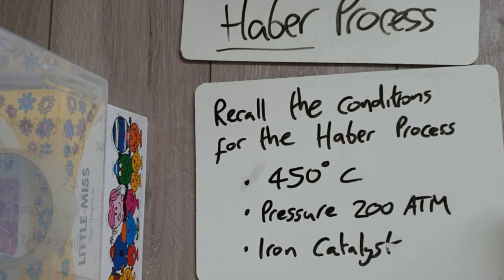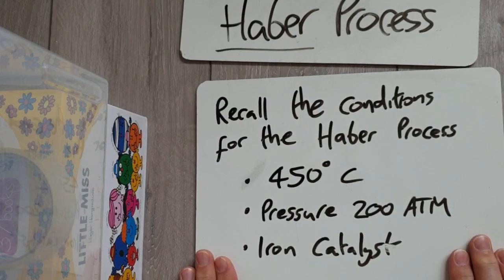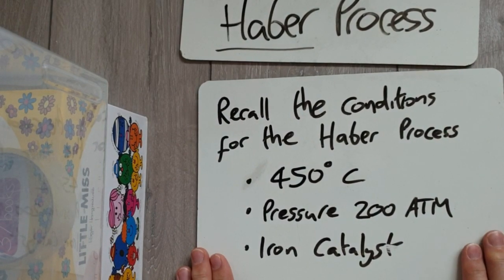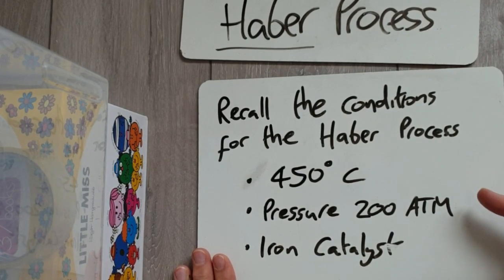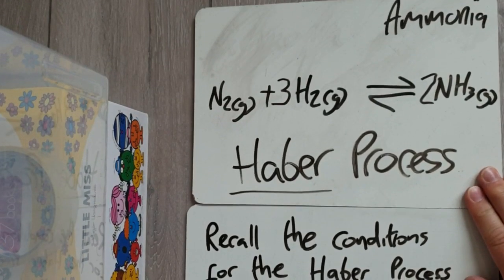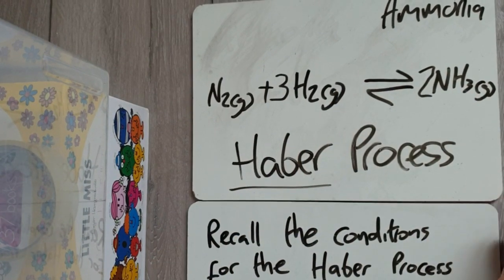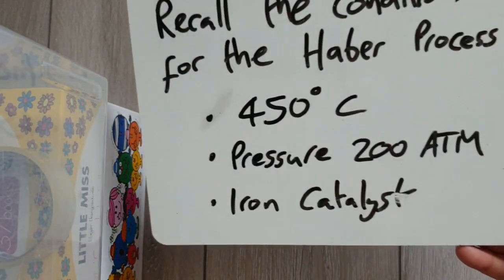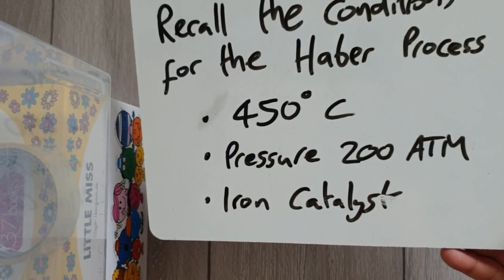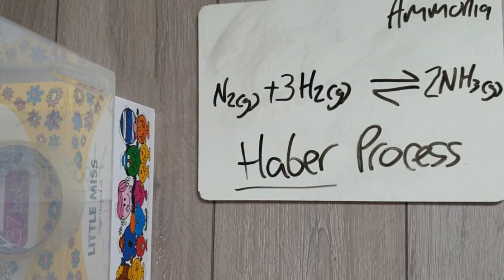In a later topic, you need to be able to explain and justify all of these. I'm not going to go into that now. All you need to know at the moment is what the conditions are. So this is the Haber process: nitrogen plus hydrogen makes ammonia. And when we do that, we use 450 degrees, 200 atmospheres, and an iron catalyst.